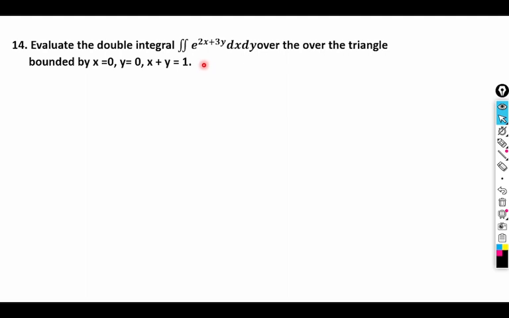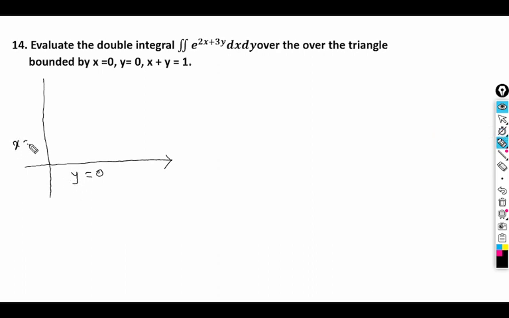Next question. Our aim is to evaluate the double integral of e raised to 2x plus 3y over the triangular region bounded by x equal to 0, y equal to 0, x plus y equal to 1. One of the simplest questions again. Here the region is bounded by, say, this is x equal to 0, not x equal to 0. Equation of x-axis is y equal to 0. So this is y equal to 0.